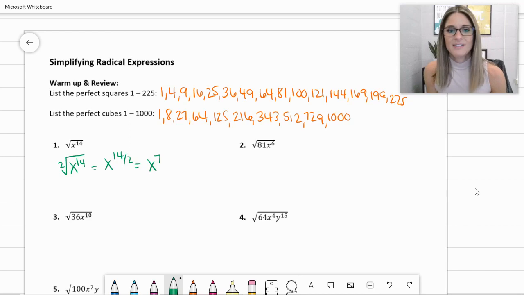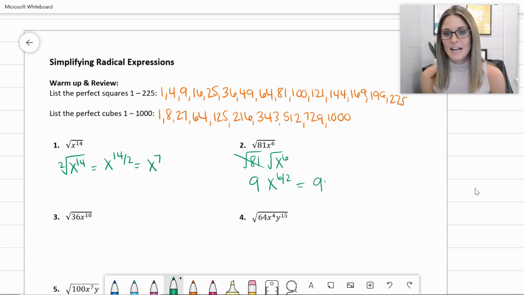Number 2, we have the square root of 81. I am going to write them separately here. And the square root of x to the 6th. We know the square root of 81 is 9. And again, I'm going to rewrite the square root of x to the 6th as a rational exponent. And then I can simplify that as 9x to the 3rd. Final answer.